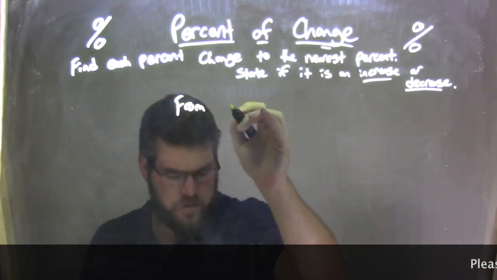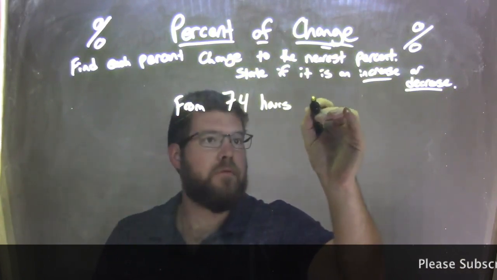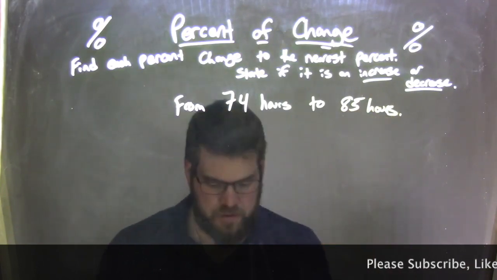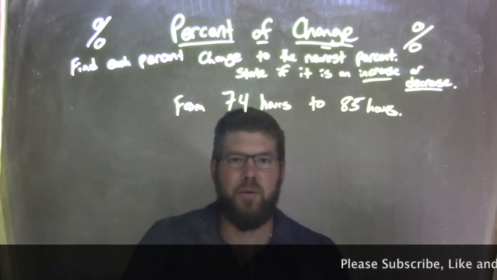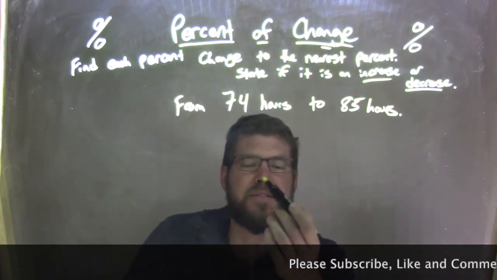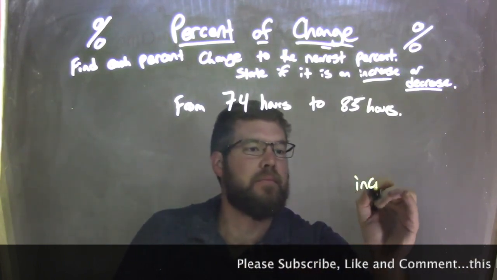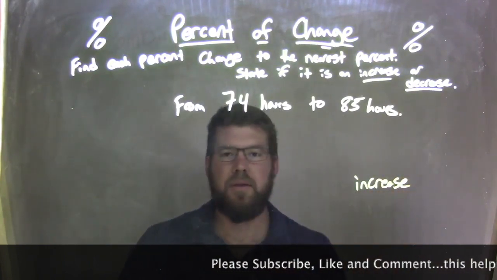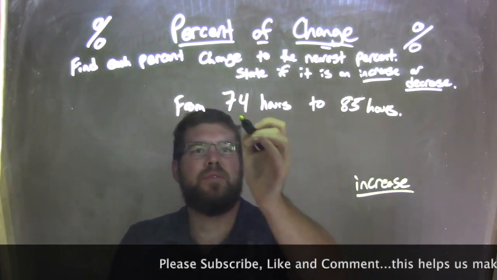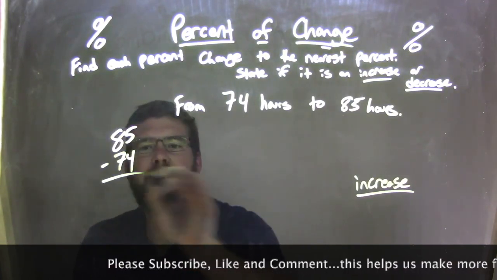From 74 hours to 85 hours. 74 hours to 85 hours, okay? Is that an increase or decrease? Well, it's an increase, right? 74 moving to 85 goes up, so it's an increase. You know that. So now we need to find the difference between them, 74 and 85. We take 85, subtract the 74 from it.